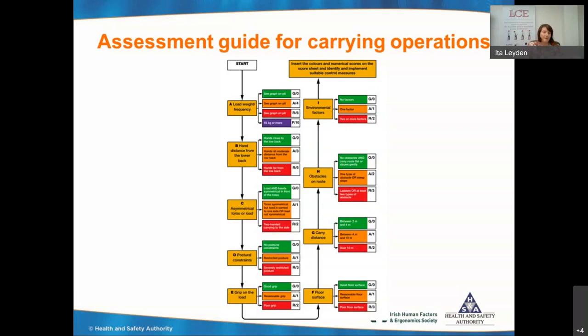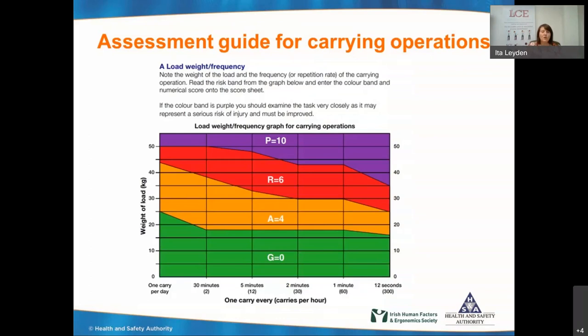So it's a slightly different consideration here. So we're going to start again with the load weight frequency. But as you'll see on page 8, the load weight frequency table for carrying is a slightly different shape to the load weight frequency guide for lifting. So that's why it's very important that you use the right guide for the right part of the task. So here we look again, same thing. We look at the weight first, then how frequently it's done. And based on that, we will score for a number and a color code.